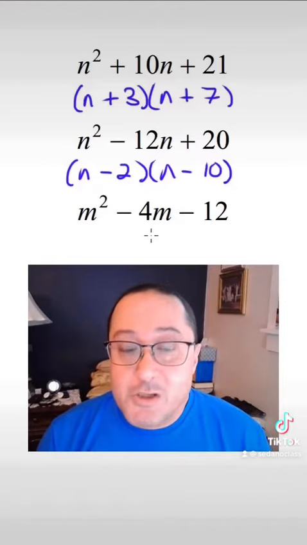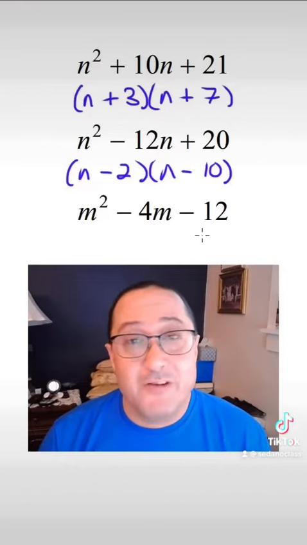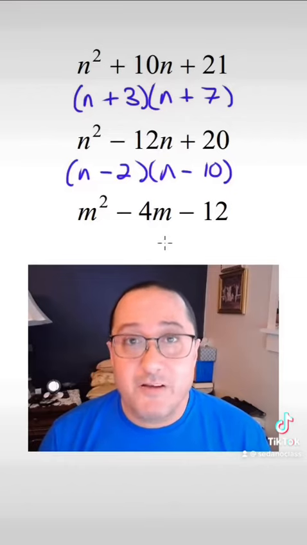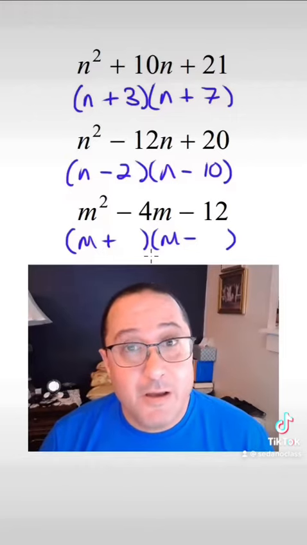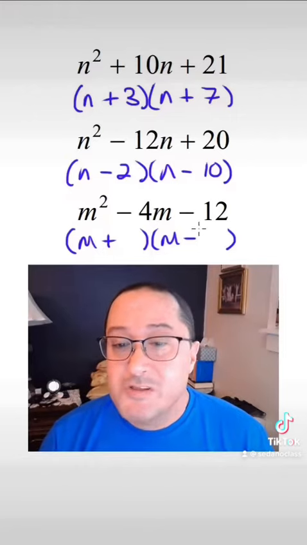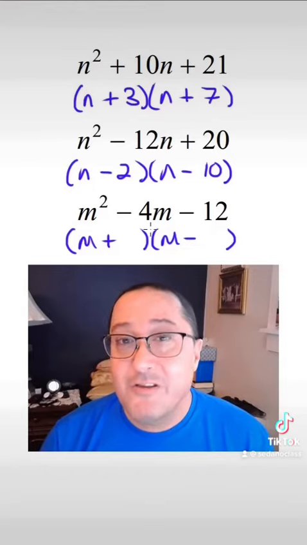In our third situation, we see that the third term is negative, meaning it comes from a positive times a negative. So this is going to be a plus minus. In other words, m plus something times m minus something. Now, since they're different sign, we're still thinking of two numbers that multiply together to make 12, but this time they have to have a difference of 4.